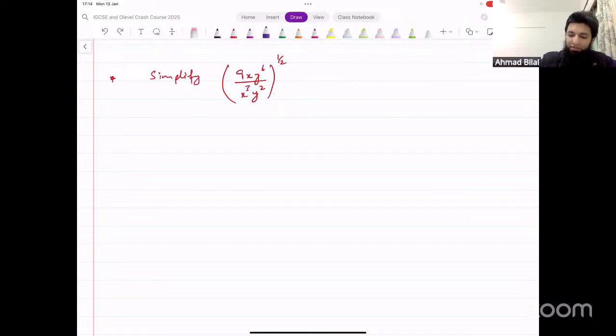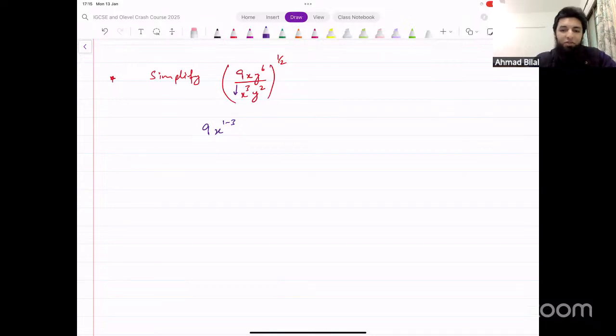Now, how do we do this? Let's keep this outside power as it is for a while. Let's simplify what we've got inside. What do we have inside? We have 9. Okay, so there's nothing that we can divide in the denominator. We don't have any other number in the denominator as such right now. So we keep it as it is. What about x? In the numerator, we've got x power 1. In the denominator, we've got x power 3. So we can write this as x power 1 minus 3. What does that become? That becomes minus 2.